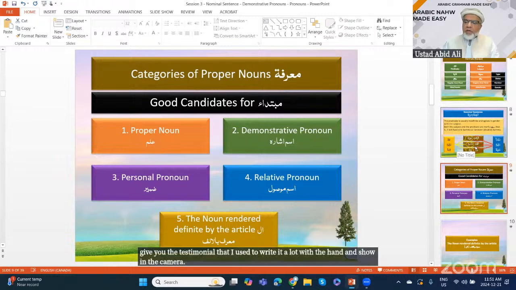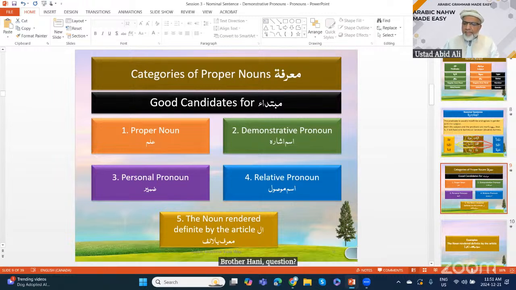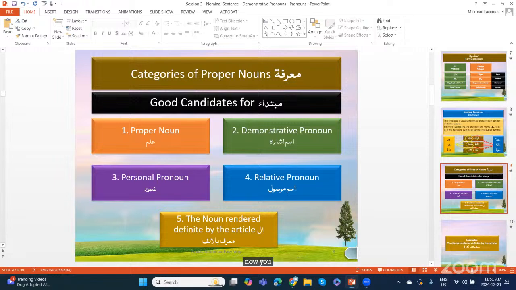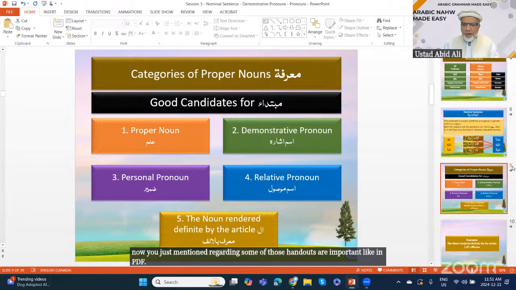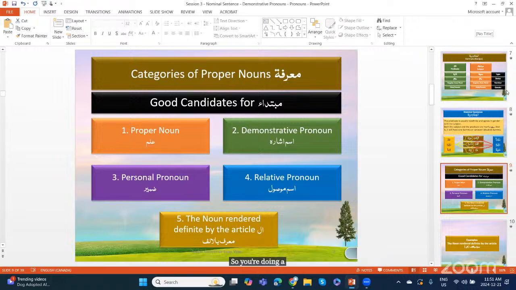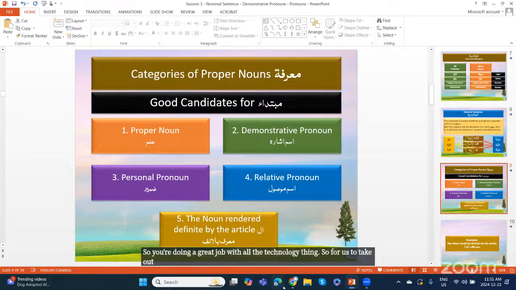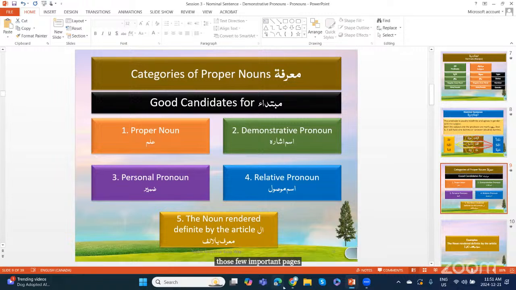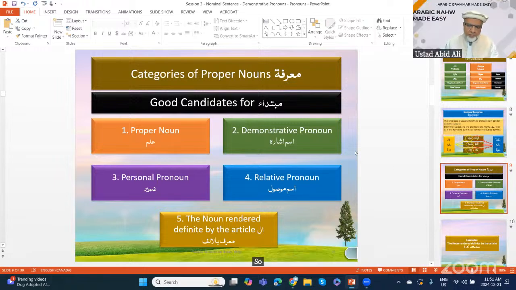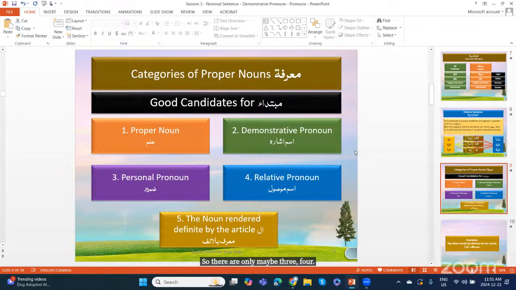Brother Ghani, question? You just mentioned that some of those handouts are important, like in PDF. You are doing a great job with all the technology. So for us to take out those few important pages, if you can let us know, because if you look at all the PowerPoints and the PDF version, there are many, many pages. There are only maybe 3, 4 which are the core of the lesson that you're doing. If you can highlight that to us.